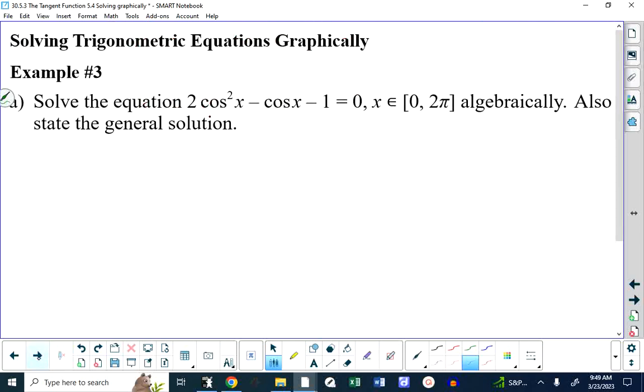Okay, example number 3, A. Solve this equation algebraically and also state the general solution.